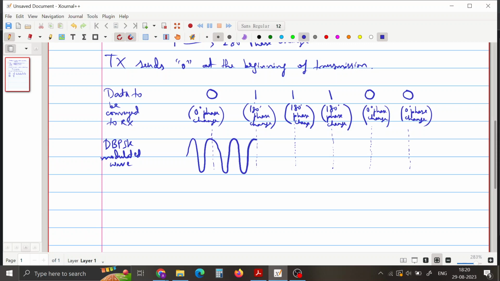Now I encounter a 1. So what happens? 180-degree phase change. So it becomes like this. From here, there is a transition like this. There is a phase change like this, a 180-degree phase change. Then it goes all the way till here, and again I encounter another one. So again, I'll have a phase change of pi, and similarly once again.